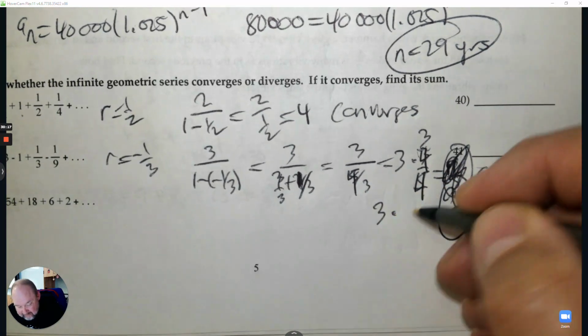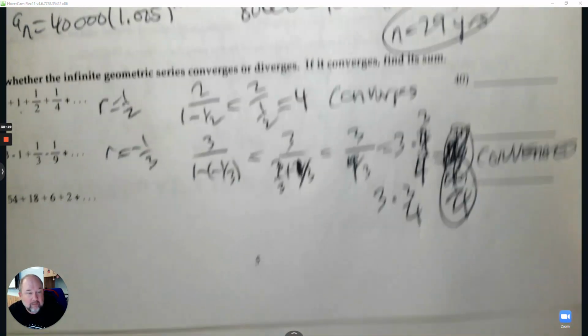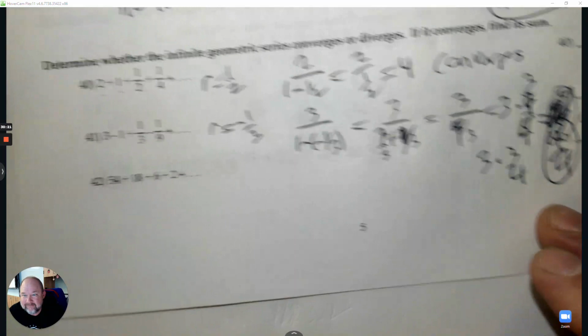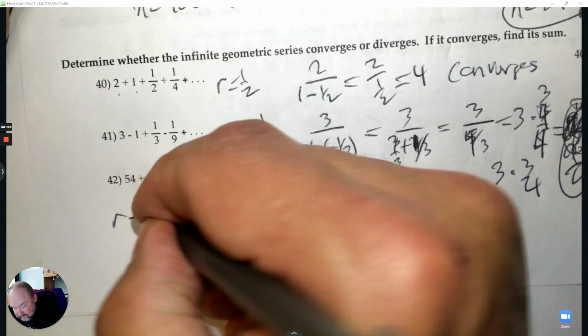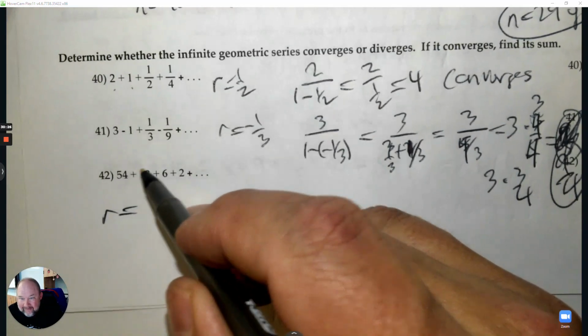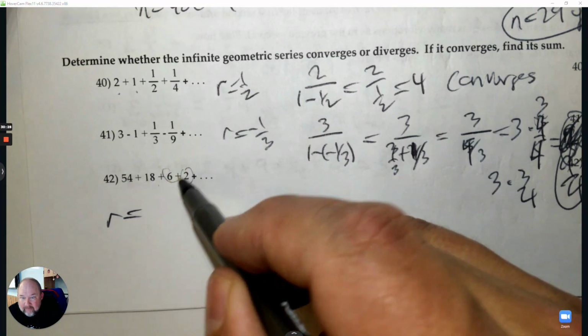This is 3 times 3/4. That's what I'm doing. Should have been a 4. Divide. Now, I'm not going to go 18 divided by 54. I'm going to go 2 divided by 6. That's 1/3.